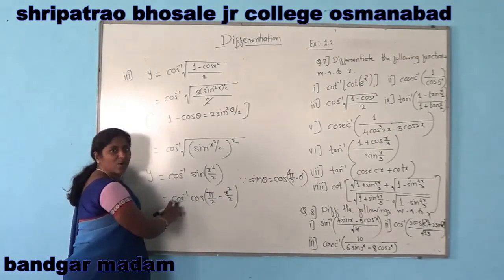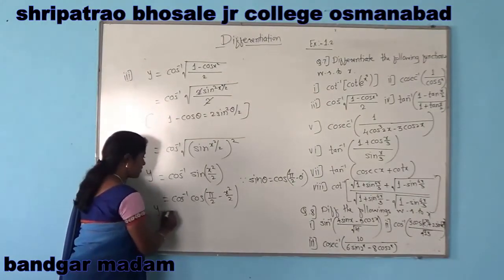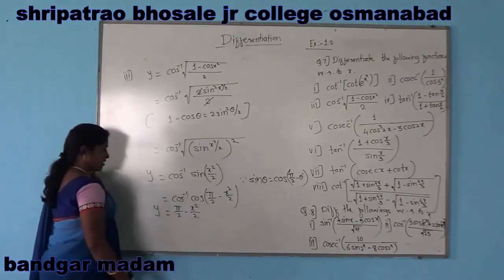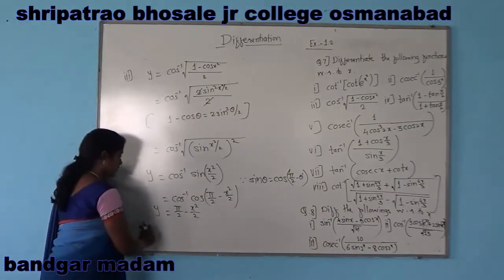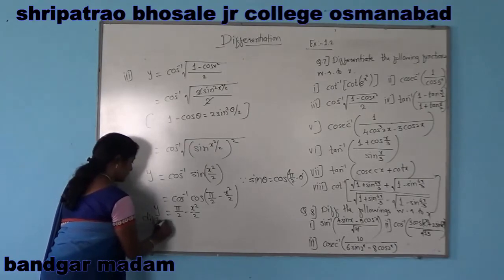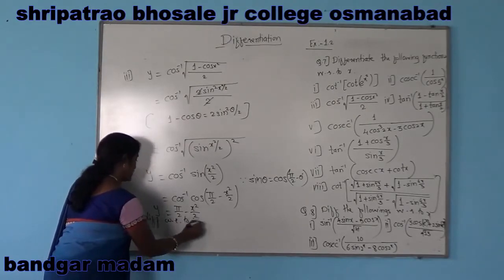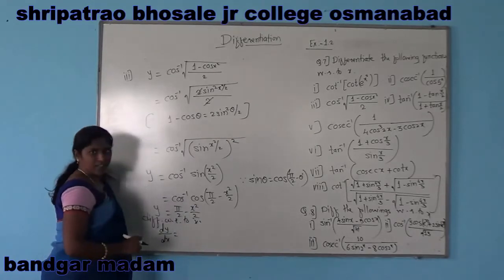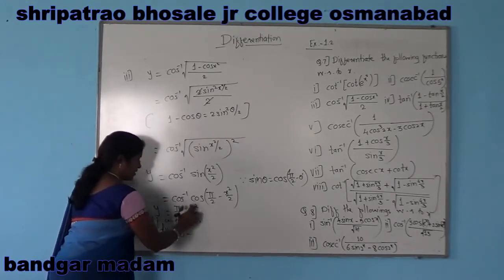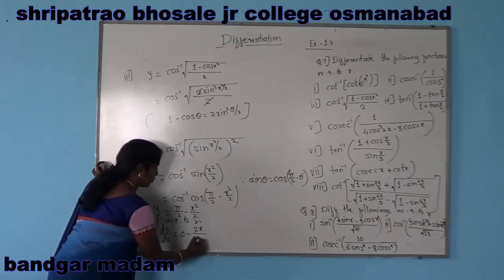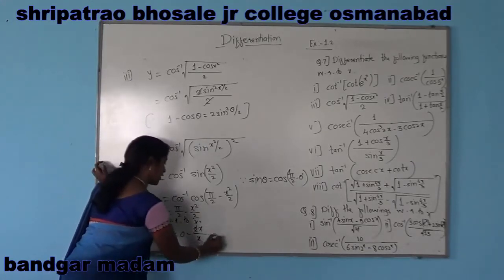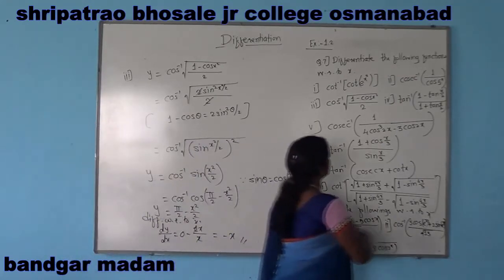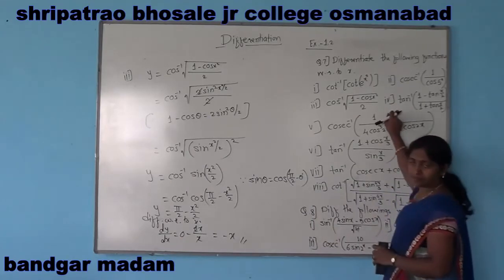Now we can cancel this cos inverse and cos, we get y is equal to pi by 2 minus x square by 2. Now we can differentiate this with respect to x. So differentiating with respect to x, we get dy by dx is equal to pi by 2, its derivative is 0, and x square derivative is 2x upon 2. We can cancel this 2 and we get the answer minus x. Now we are going to solve fourth example.